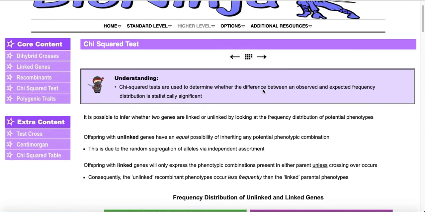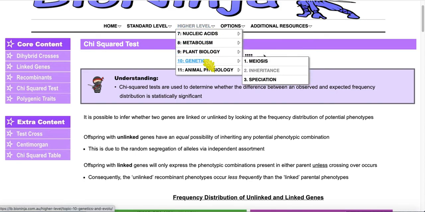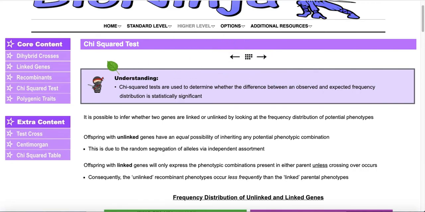Hello students, today we are going to continue with higher level topic 10.2. We're going to be looking at inheritance, and more specifically we're going to be looking at chi-square tests.